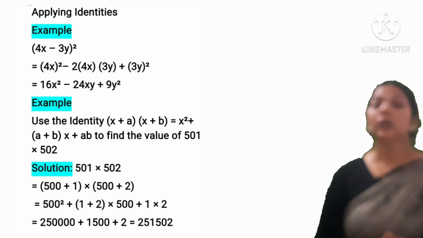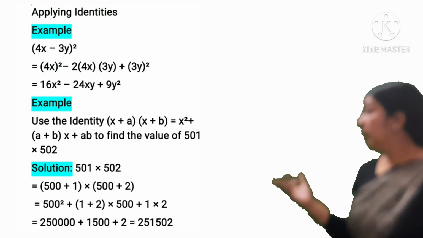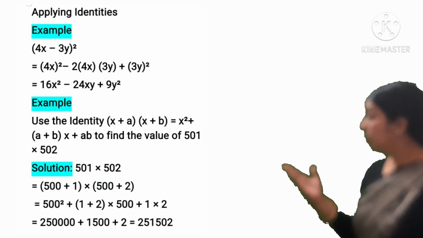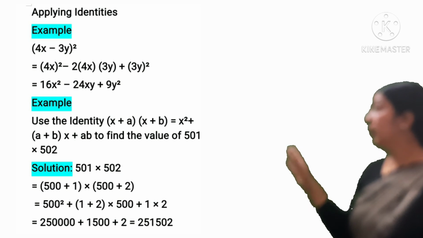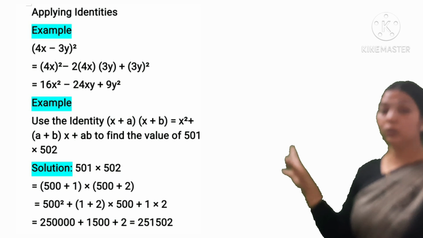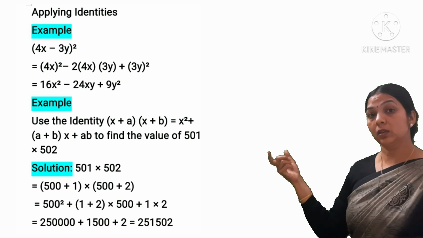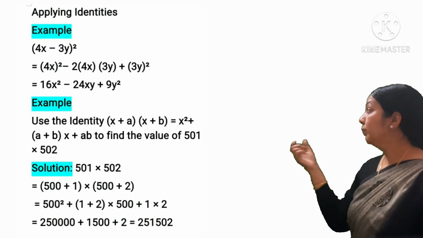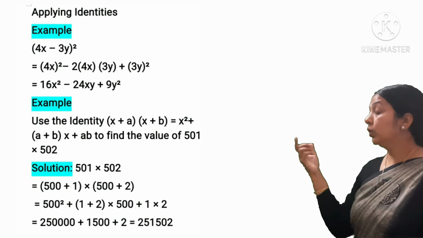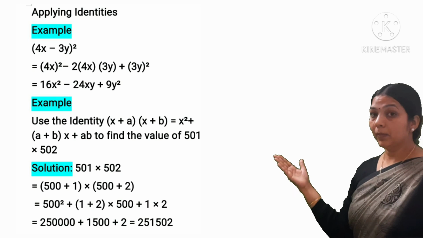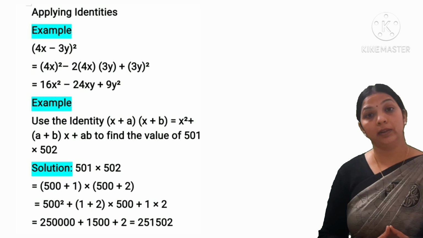Let's do this. The first example is 4x minus 3y whole square. Here, if we go the simple way, we have to multiply 4x minus 3y by 4x minus 3y. But if we use the identity, what will we do? A square, that means the 4x term is the a. So a square minus 2 into 4x into 3y plus 3y whole square. So it would result in 16x square minus 24xy plus 9y square. So this is how the identity is used.